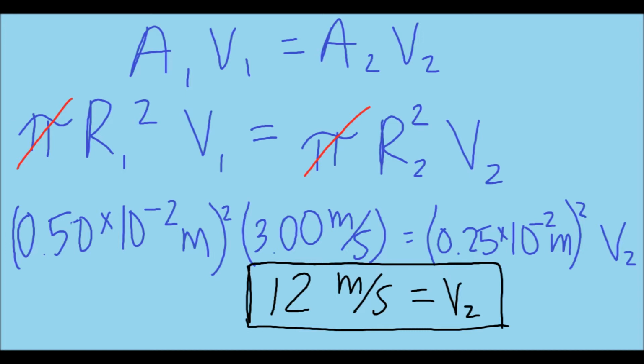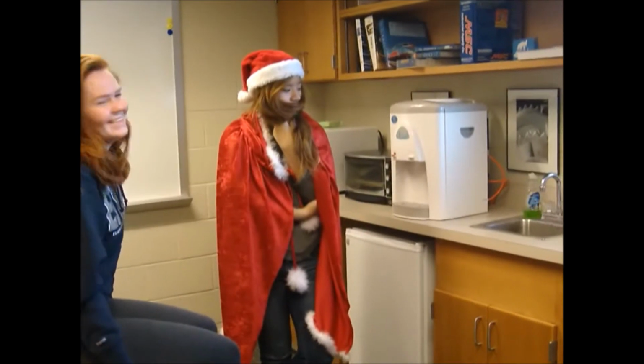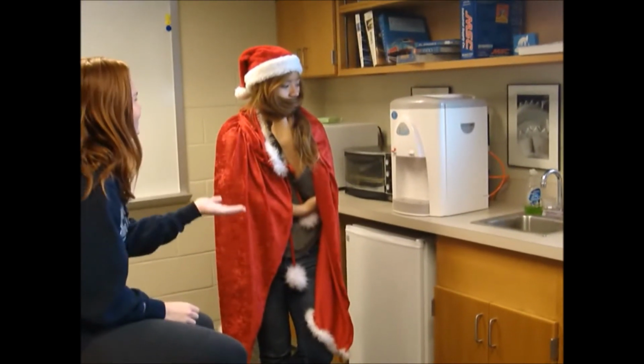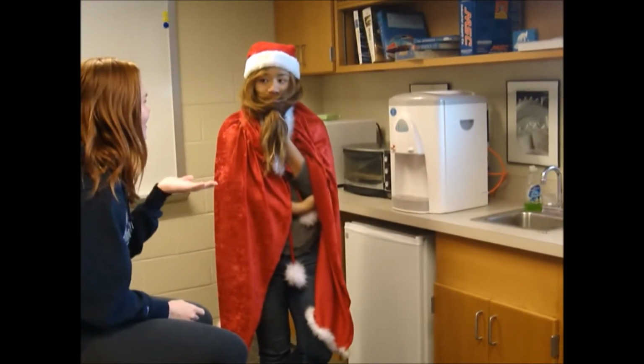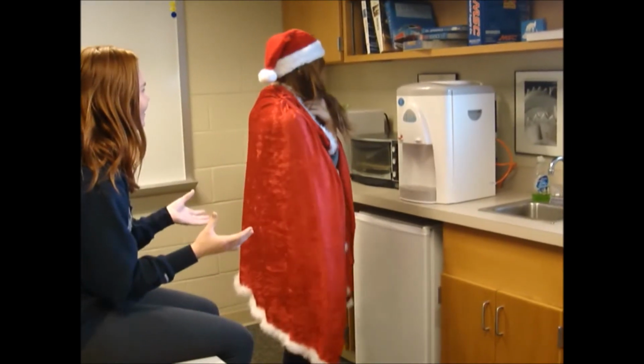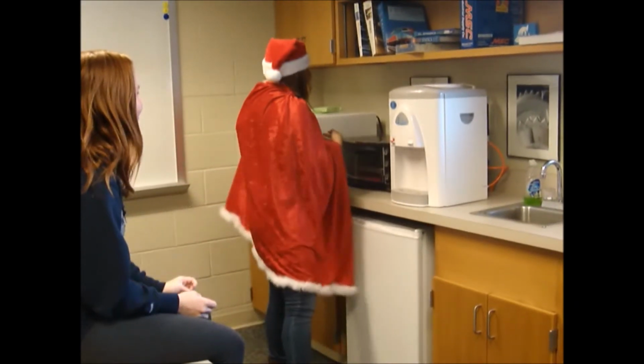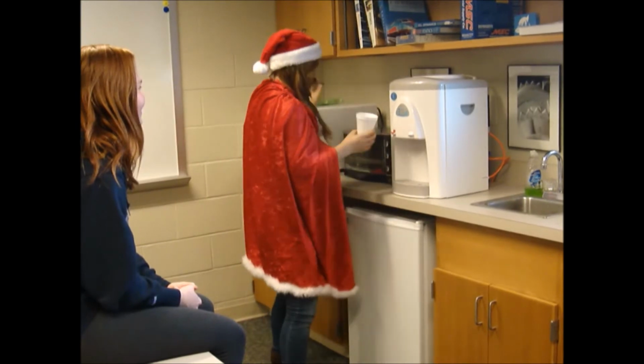Here we have the same equation, the law of continuity for fluids, and we've plugged in our known values for R1, R2, and V1, and then solved for V2. Look, Santa, this faucet will be better because it has a larger area, so the speed of the water will be slower.